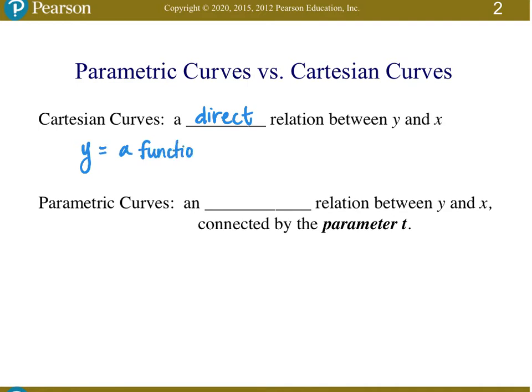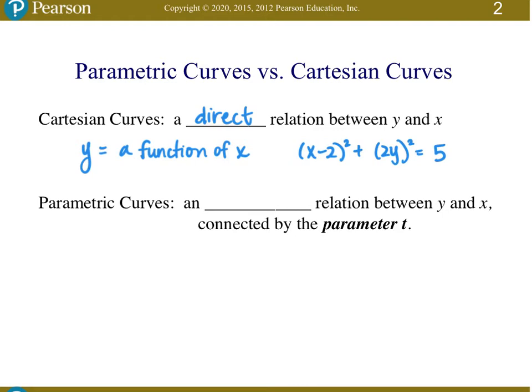Now, it doesn't have to be that way. That's just the most common, especially when you're using your calculator. It'll be in a y equals format. But we could see (x minus 2) squared plus 2y squared equals 5. That's not a y equals format, but it's a relationship between y and x.